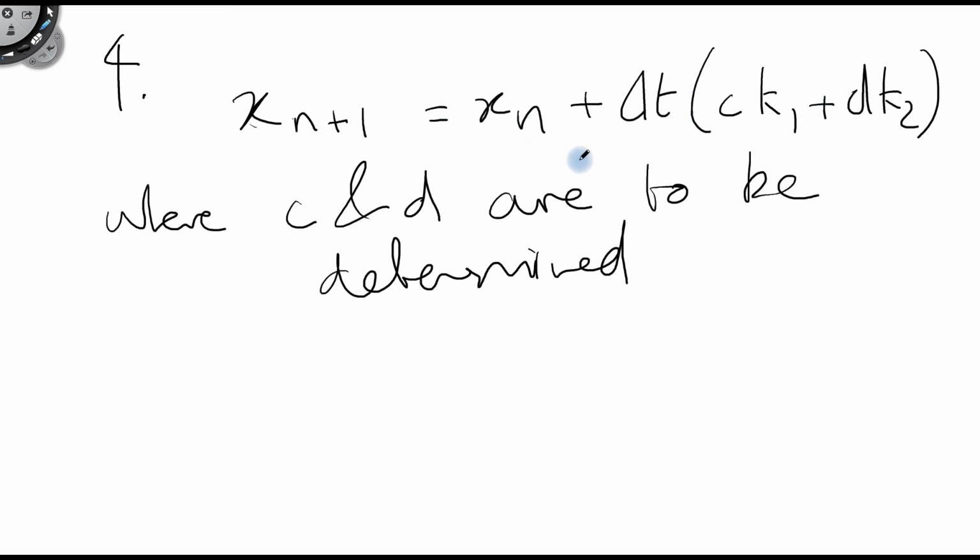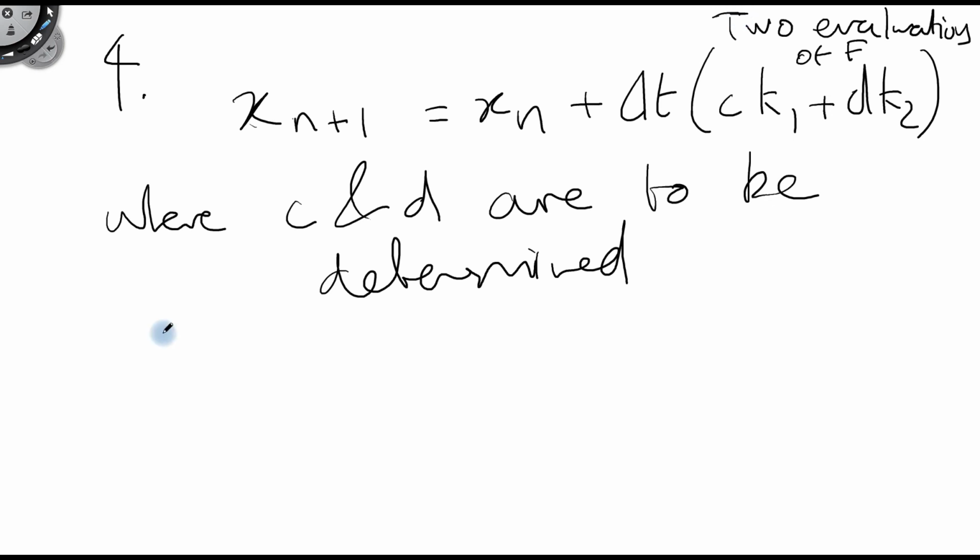And now we've got to determine what C and D are, but we can see what we're doing here: we've got c k1 plus d k2. We're combining two different evaluations of the function, two evaluations of f, if you like, of your right hand side.